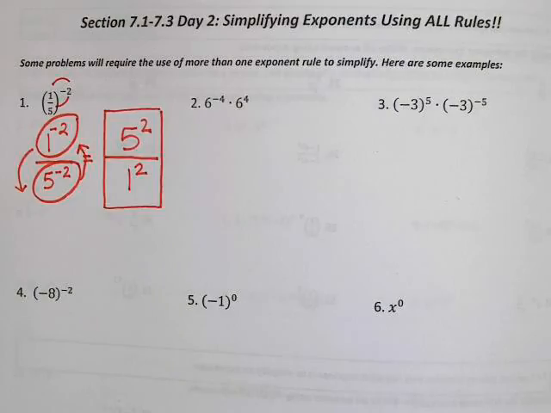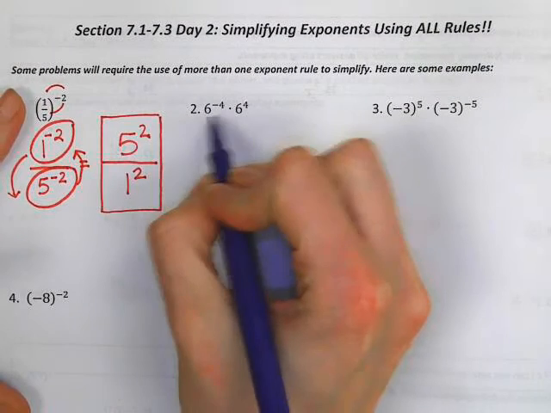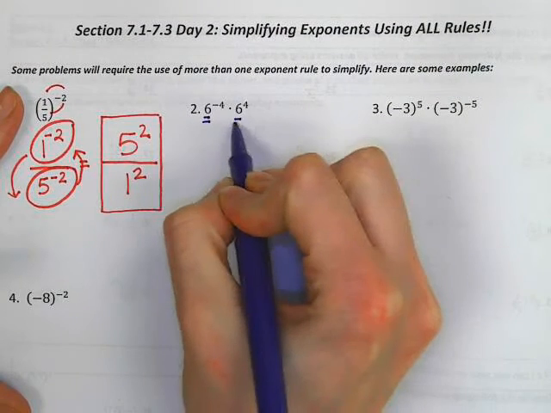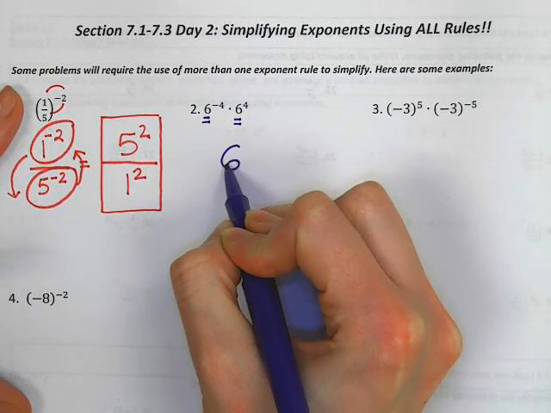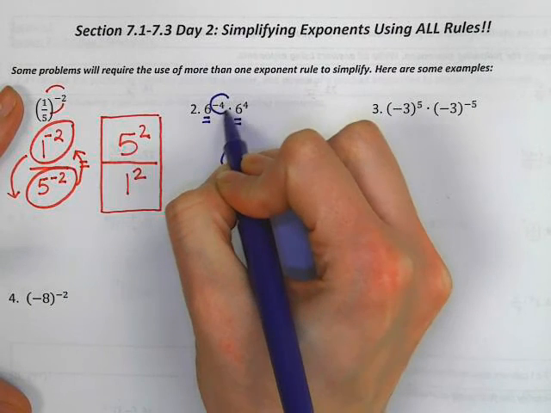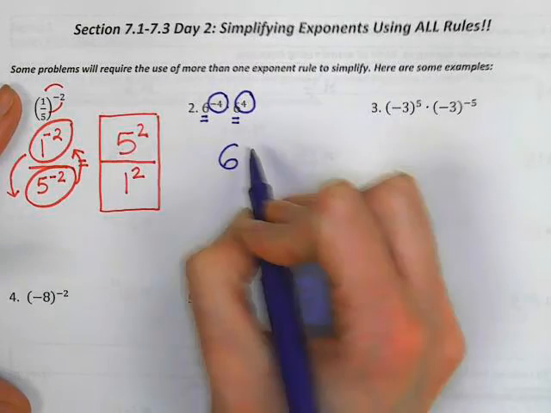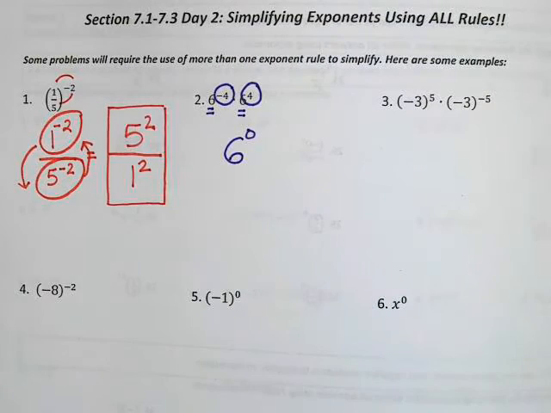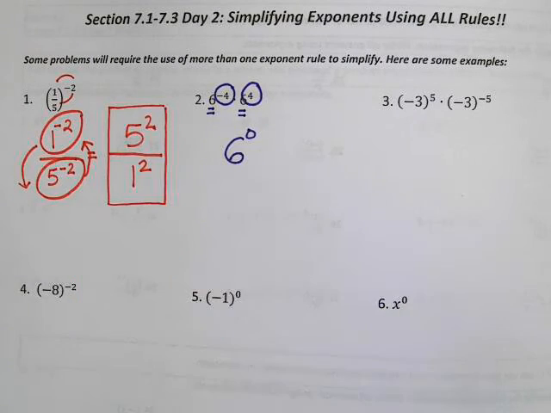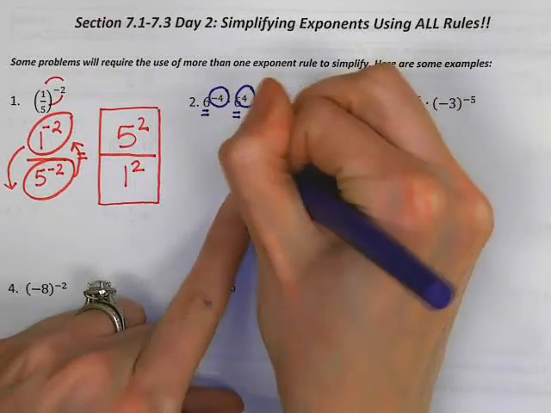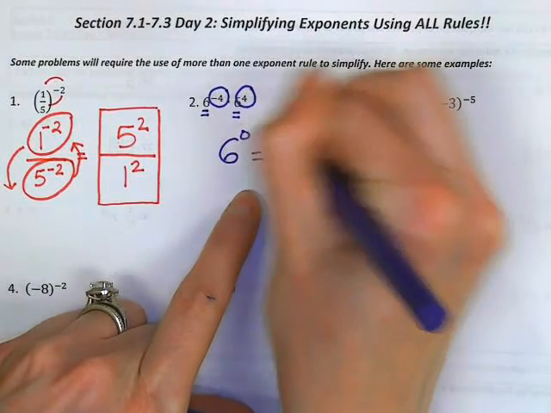All right, number 2 is that rule that if you are multiplying same bases, the base stays the same, but you add the exponents. So what's negative 4 plus 4? Well, that's 0. And then the second part of this is anything to the 0 power is always 1. So the answer is 1.